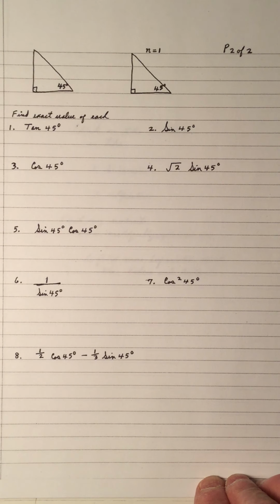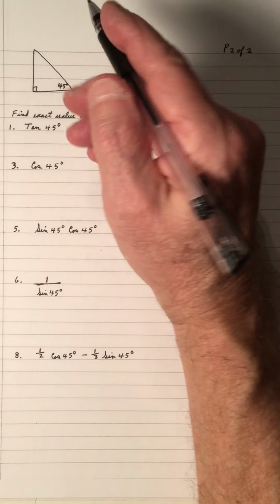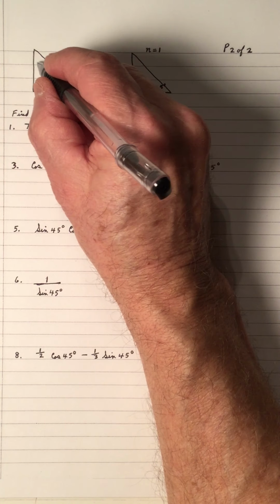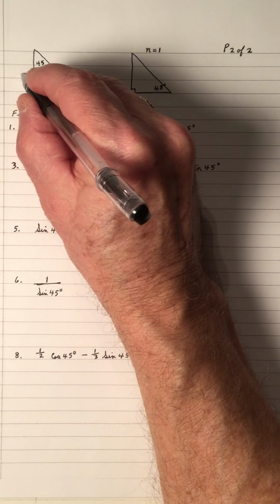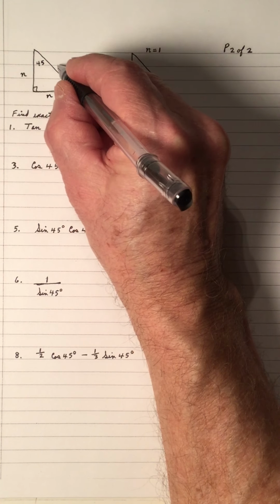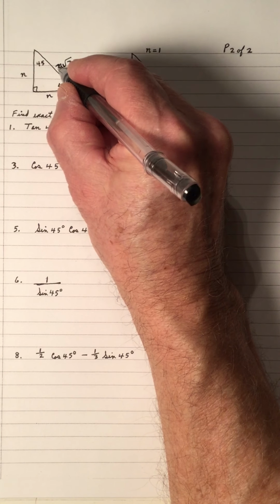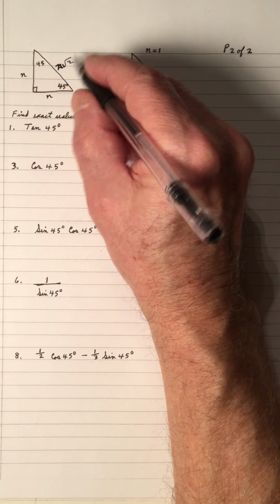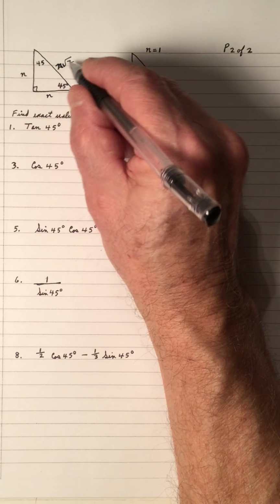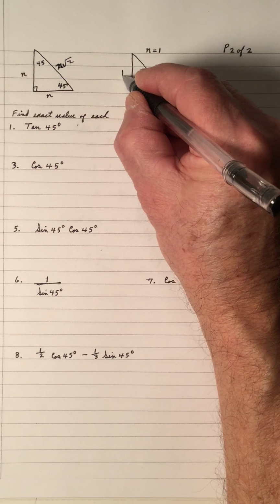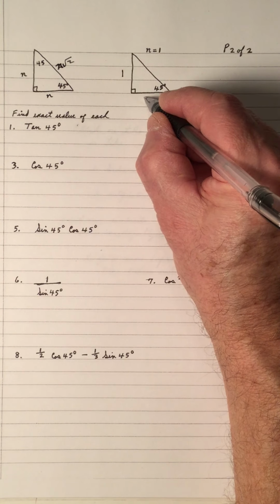Now we've memorized that our right triangle has a 90 and a 45, so this angle is a 45. That means this side is n, this side is n, and this side is n root 2. n root 2 are the sides. But if you make n equal to 1, you have a 1, n is 1, n is 1, and so this is 1 times root 2, which is root 2.